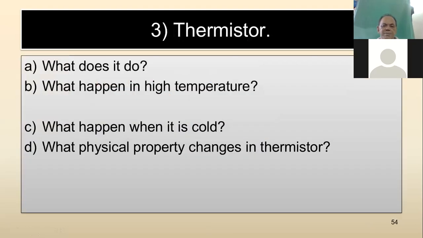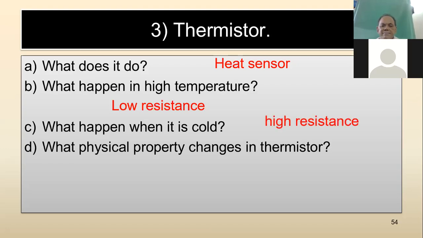What does it do? Thermistor, you should know, is a heat sensor, or it senses the change in temperature of the environment. What happens at high temperature? Low resistance. And when it's cold, high resistance. What physical quantity changes in the thermistor? The resistance is the one that changes.